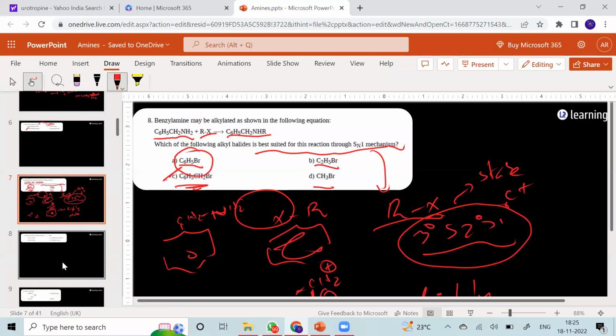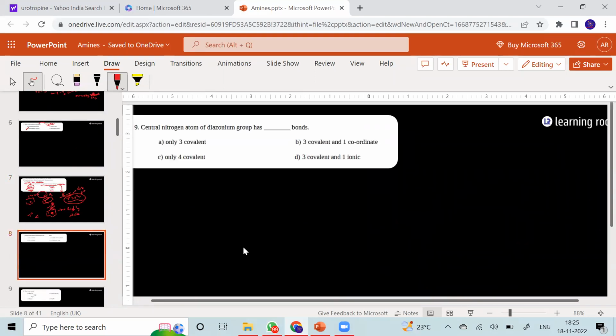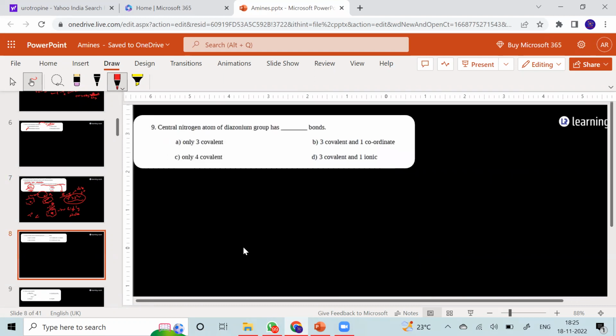Okay, moving on. The central nitrogen of the diazonium group has dash many number of bonds. What kind of bonds do we have? Okay. So if I write it, it is RN2 plus Cl minus, right? Or if I just take any one example, CH3 N triple bond N plus. This is what is N2 plus.